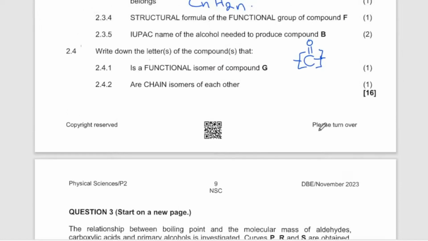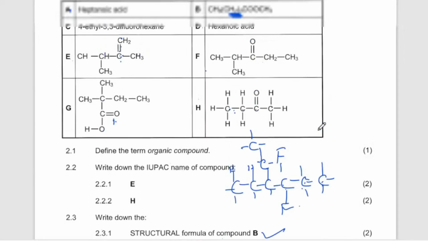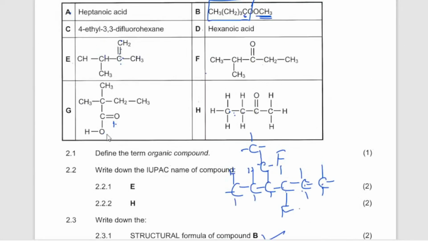Write down the letters of the compound that is a functional isomer of compound G. So now we go back to compound G. G is a carboxylic acid. They are saying functional isomer. If it comes to functional isomer, then it means that they want an ester. So you have to look for the ester, but it must have the same number of carbon atoms.